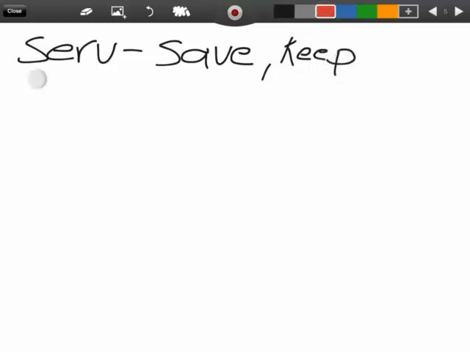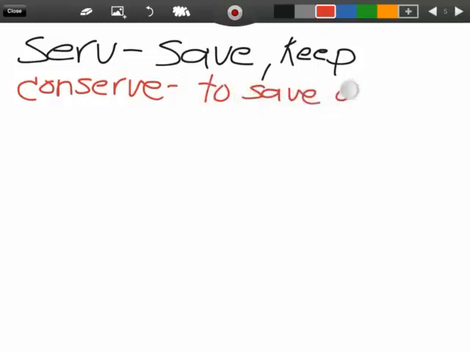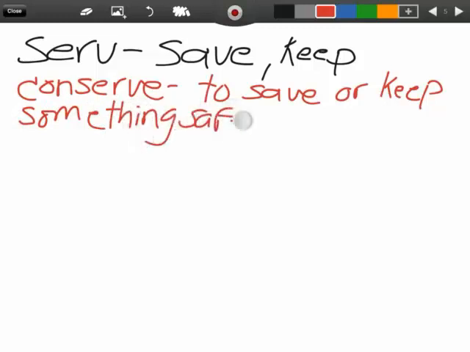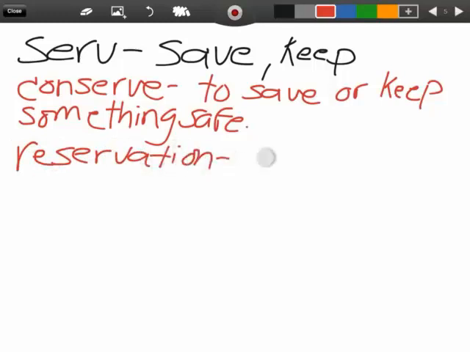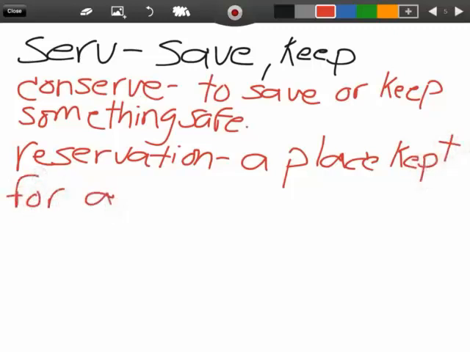I'm going to go ahead and give you 2 example words. One of them is conserve. Meaning to save or keep something safe. My next word is going to be reservation. And reservation means a place kept for a person.